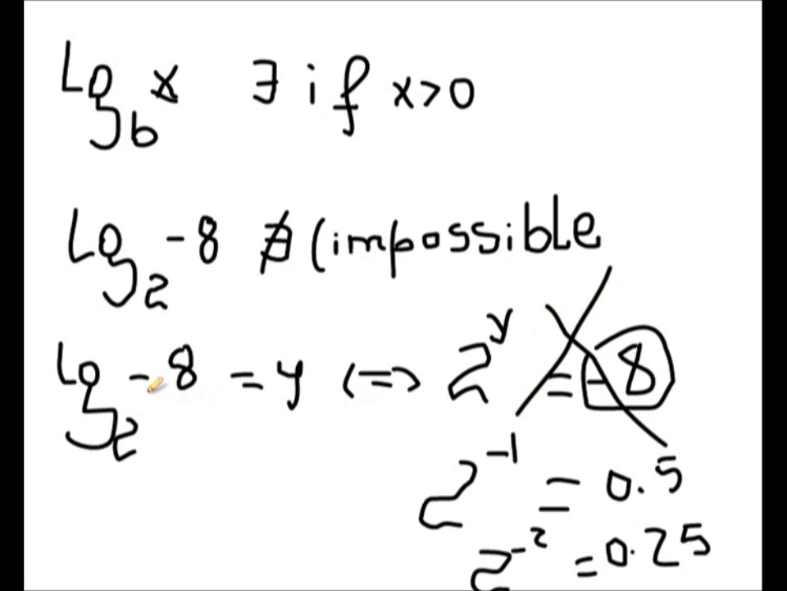Okay, so for any value x, the logarithm of base b exists only if x is superior to 0. So you can't compute the logarithm of base b of any value that is negative or 0. It should be more than 0, superior to 0. That's the domain of definition of any logarithm.